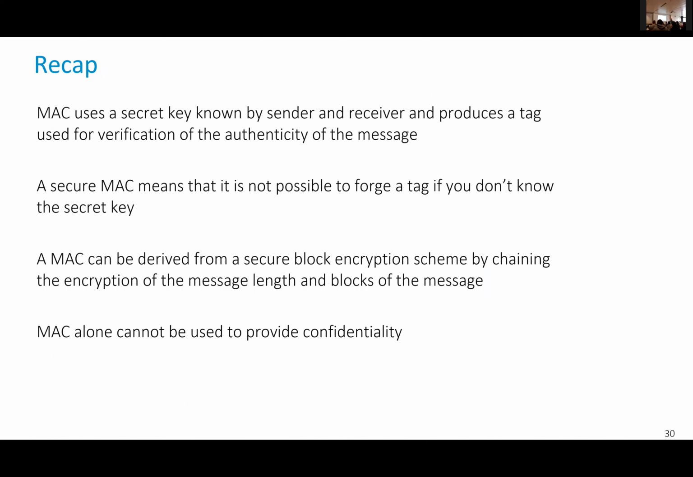Take-home message. A MAC uses a secret key known by sender and receiver, and produces a tag used for verification of the authenticity of the message. Hopefully it's secure, which means it's not possible to forge a tag unless you know the secret key. And we have seen that the most widespread MAC is in fact derived from a block encryption scheme. A MAC alone does not provide confidentiality and has to be combined with encryption. Voila, that's our first hour. We do a break.